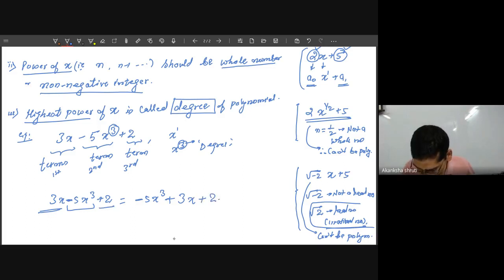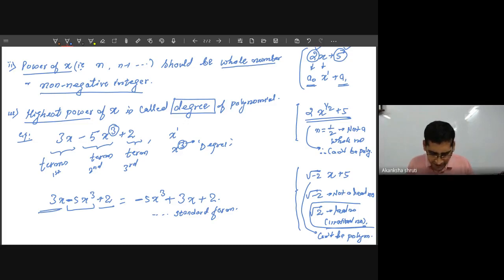So this is what the standard form means. Writing the polynomial in decreasing order of their degree is called the standard form. Okay, student? So I will explain this. Standard form means writing the polynomial with the terms in decreasing order of degree; that is called the standard or general form.